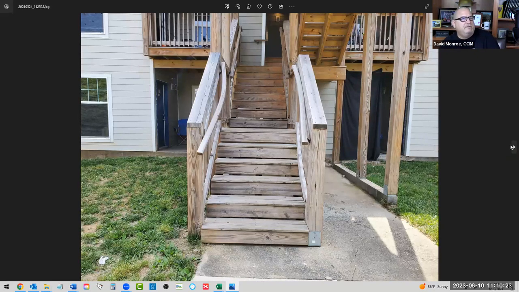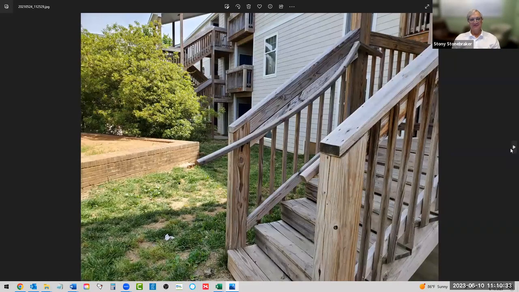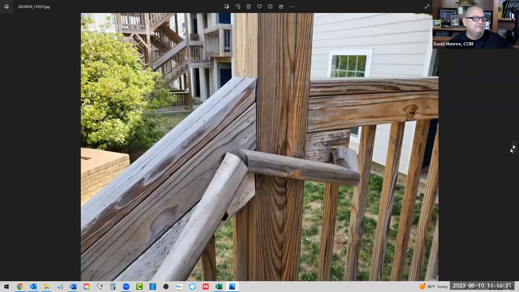What's interesting about this? The handrail. It's longer and bowed out. It's crazy. There's another image of it. Where is this location? Charlotte.